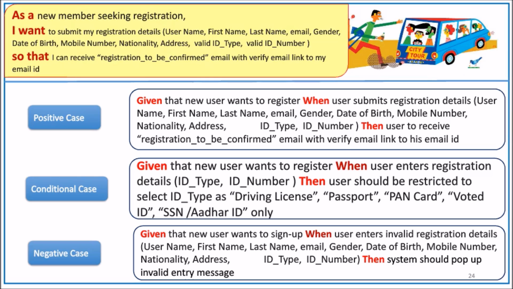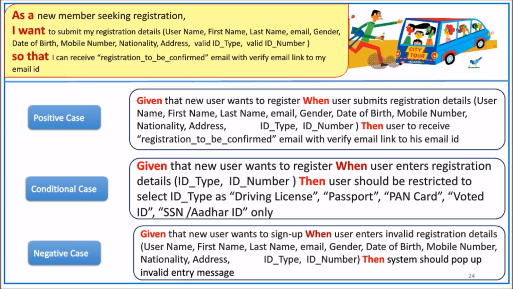Given the new user, first the conditions of satisfaction, which is the positive, expected path. Given the new user wants to register, when user submits registration details, all the details I have documented here, then user should receive a registration-to-be-confirmed email with verify email link to his email ID.